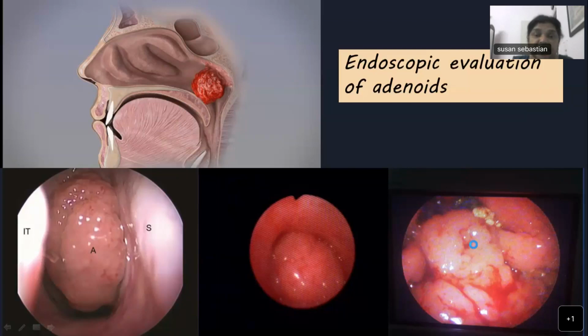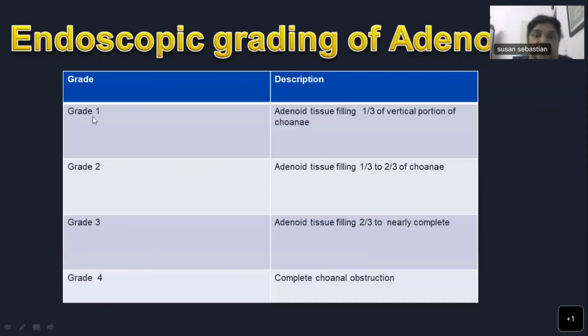So endoscopic grading of the adenoids is like this. Grade 1 is adenoid tissue filling 1/3 of the vertical portion of the choana. Grade 2 is adenoid tissue filling 1/3 to 2/3 of the choana. Grade 3 is adenoid tissue filling 2/3 to nearly complete choana. Grade 4 is complete choanal obstruction. So according to that, we have got different methods of dealing with adenoids now. So these children need surgical treatment and they have to be evaluated accordingly.